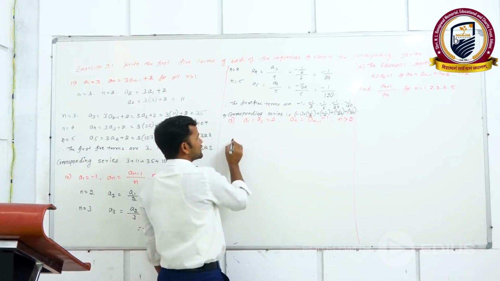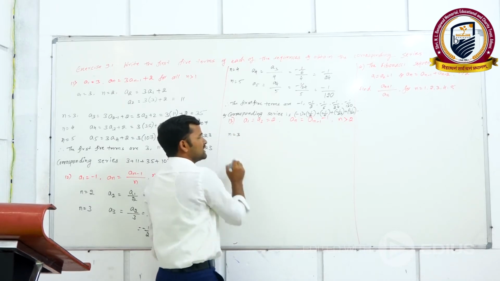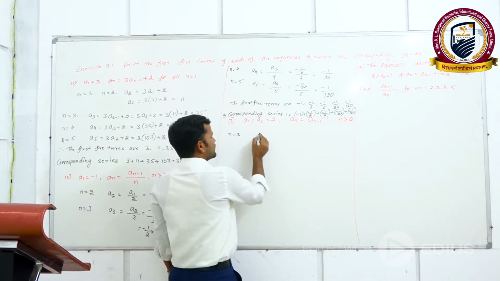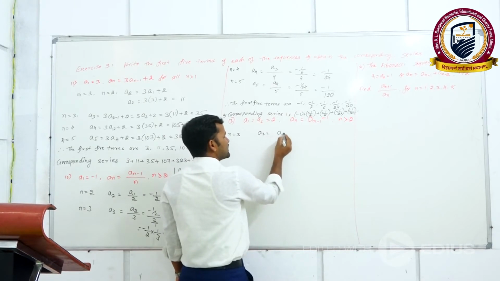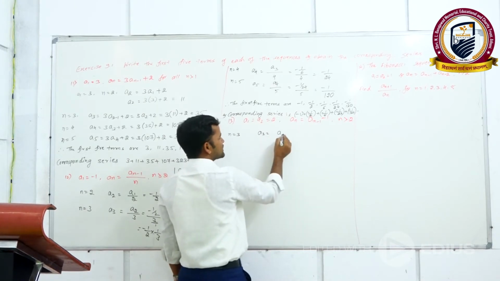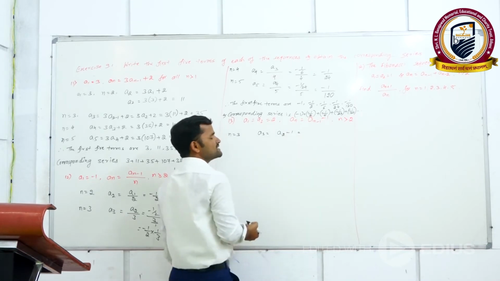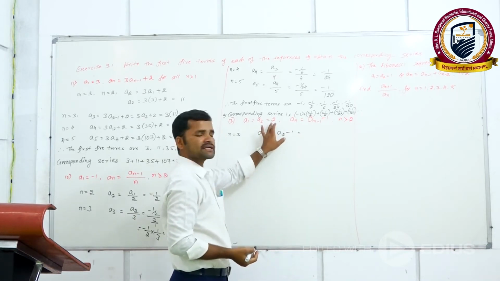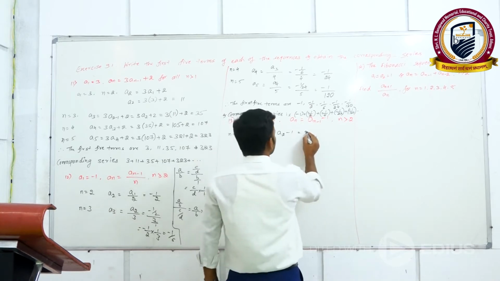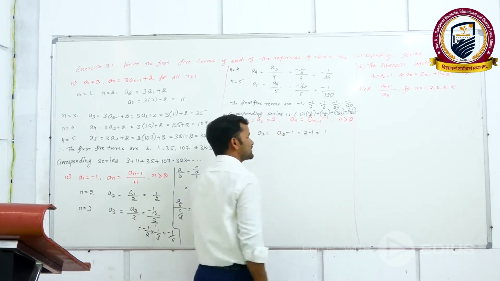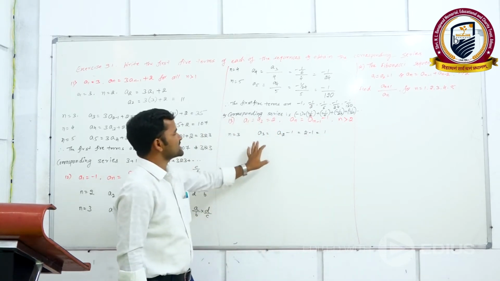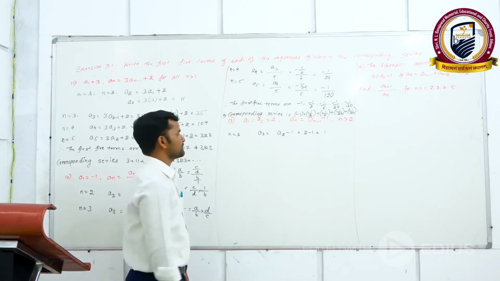Okay. First terms directly given. To get the third term, first and second term directly given. To get the third term, what you substitute? N is equal to 3. A3 is equal to a subscript 3 minus 1 is nothing but A2 minus 1. How much is A2 here? A2 is directly given, that is 2. 2 minus 1 is 1. So, third term of this sequence is plus 1.